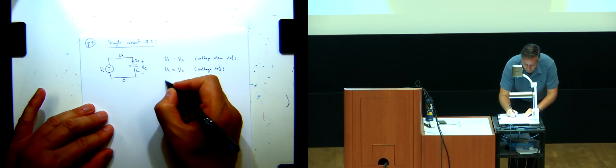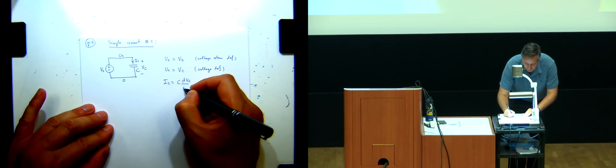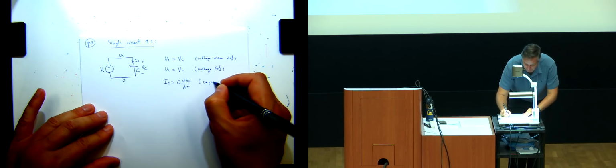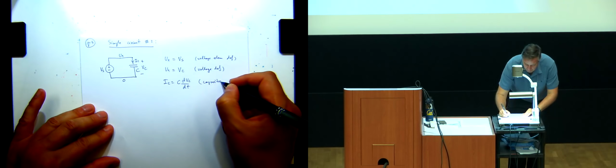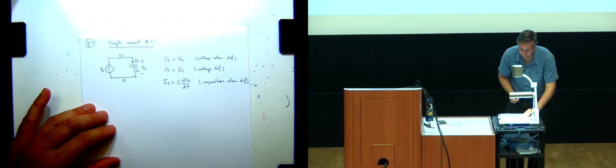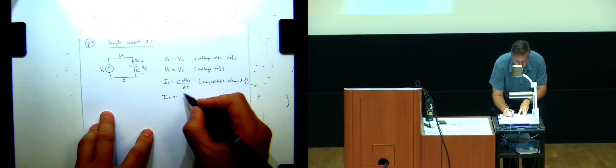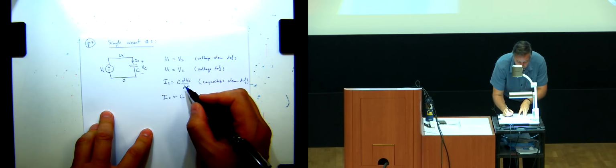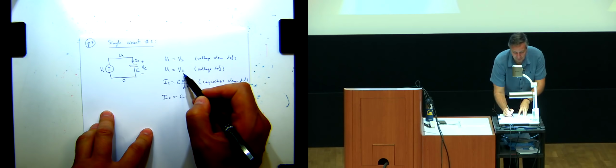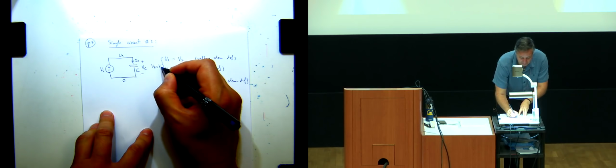And then, again, we have IC equals C dVc/dt. So it's the same as previously. So this is just the capacitive element definition, right? So let's substitute some things here. Since U1 equals Vs and U1 equals Vc, right? Then from here, Vs equals Vc.